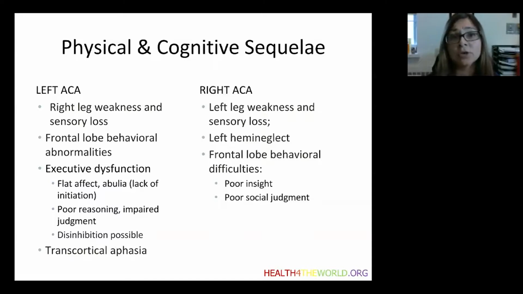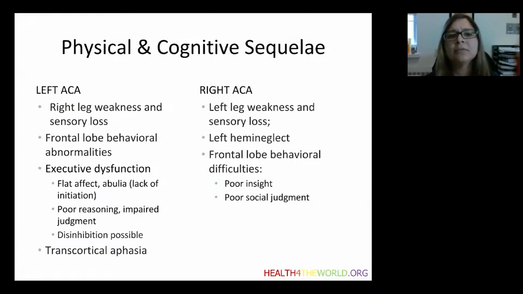Having a stroke in your left hemisphere of the anterior cerebral artery oftentimes results in lower extremity, leg and foot weakness, paralysis, and sensory loss. We also tend to see frontal lobe behavioral abnormalities. That might look like flat affect, abulia, which is a lack of initiation of behavior.